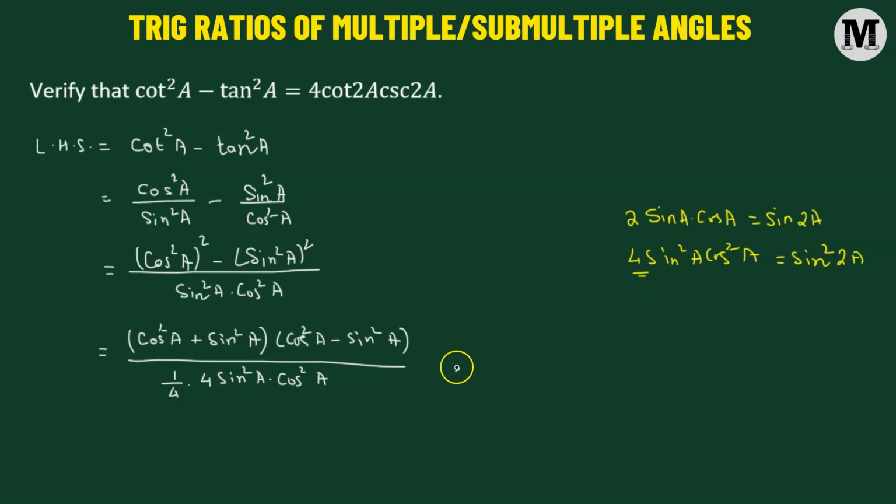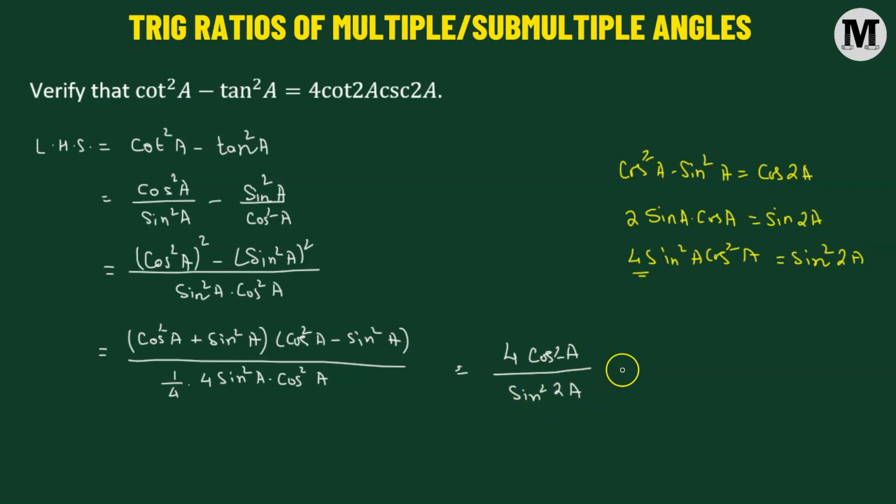Now let's further simplify. What we'll get in the numerator is cosine squared a plus sine squared a, that's 1, and this 4, when it goes to the numerator, will be simply 4. This is multiplied to cosine squared a minus sine squared a, which is also another identity. Cosine squared a minus sine squared a is given by cosine of the angle 2a. We have 4 multiplied to cosine of 2a in the numerator. This will be divided by sine squared 2a.